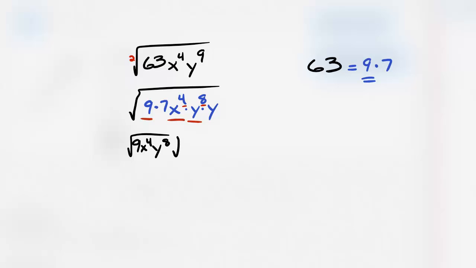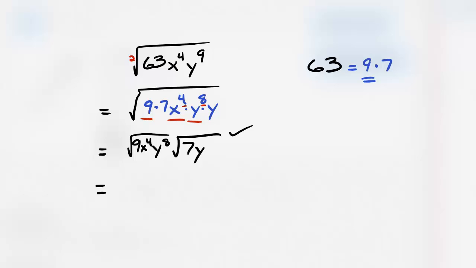In my other square root here, I'm just going to put whatever is left over. That's going to be the 7 and this extra y that I had pulled off. So again, the square root on the right is what I would call the leftovers. The square root on the left is everything that I can take the square root of nicely.